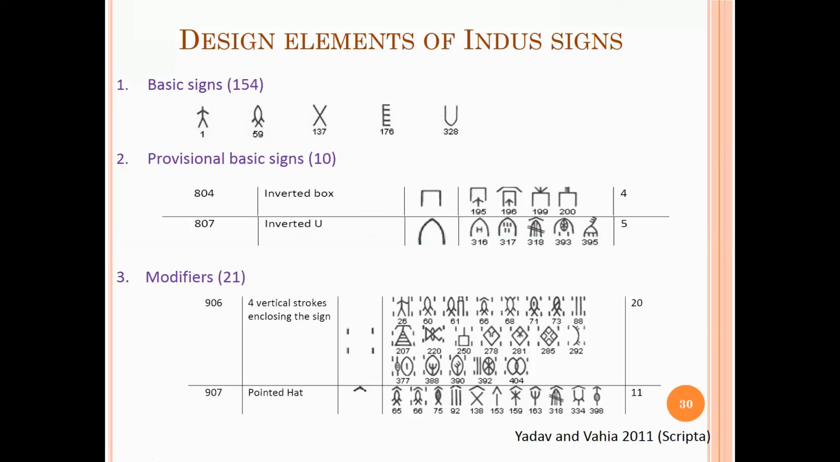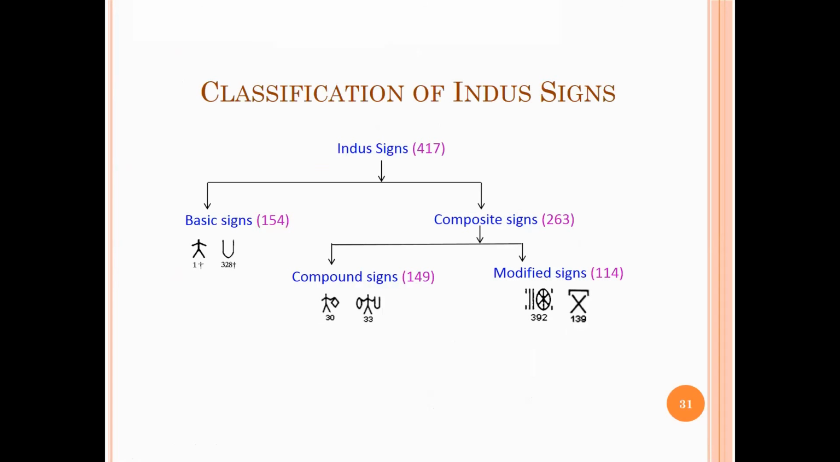We also identified certain modifiers. I've already shown you an example of this hat in my earlier slide. So, for example, this four-stroke modifier appears on about 20 different signs. So, 21 such modifiers were found, and using these design elements, we revisited the sign list of Indus signs, and we can actually classify them in the following manner.